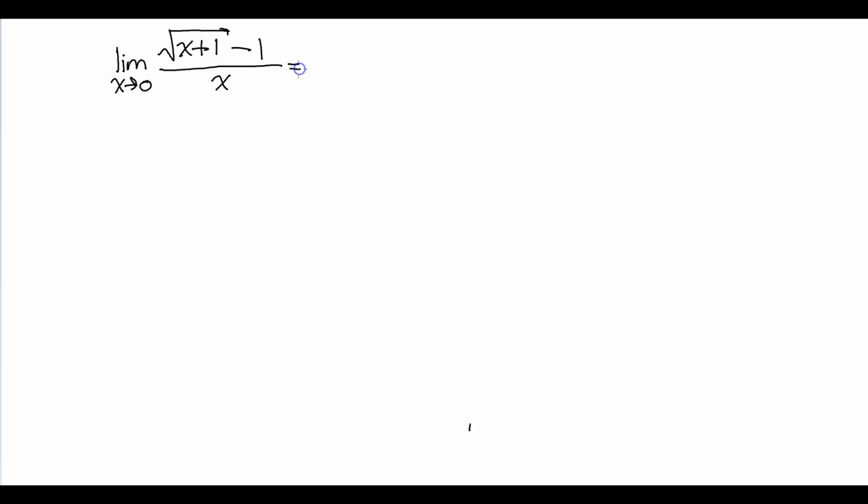So let's try direct substitution. Okay? If we do direct substitution, first we get 0 in the denominator, so you know something's not right. But to see if the limit can be found, the square root of 0 plus 1 is 1, minus 1 is 0. So we get 0 over 0, which means we'll have to take a different approach.